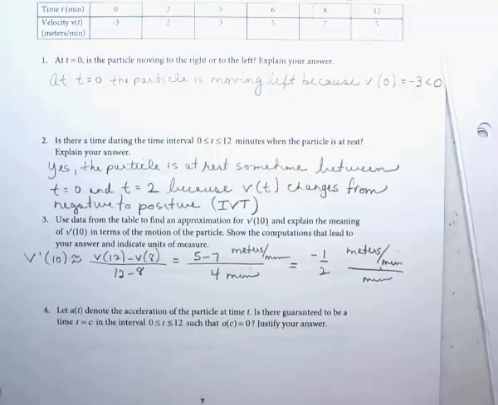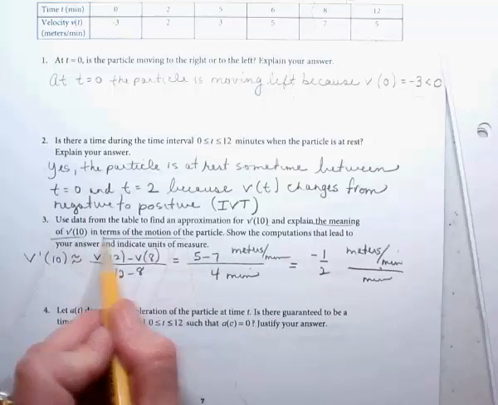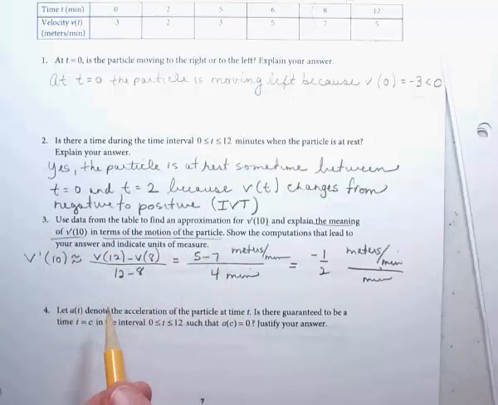All right, so let me go back and check the work that I've done and check the question that I was asked to find. All right, use data from the table. Yep, I found an approximation. I have not explained the meaning of this slope in terms of the motion of the particle. I have shown the computations that lead to my answer and indicated units of measure.